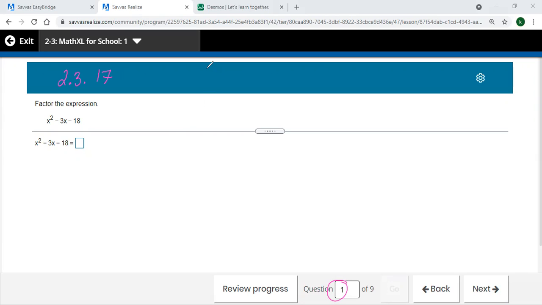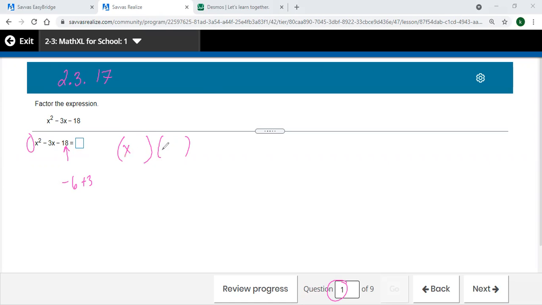There's several ways to factor. We have learned some other methods, like factoring by grouping, where you split the 3 into 2 parts that you can make the 18 from, like a -6 and a +3 multiplied. But if there's a leading coefficient of 1 on the x², I think it's just as easy to look at it.